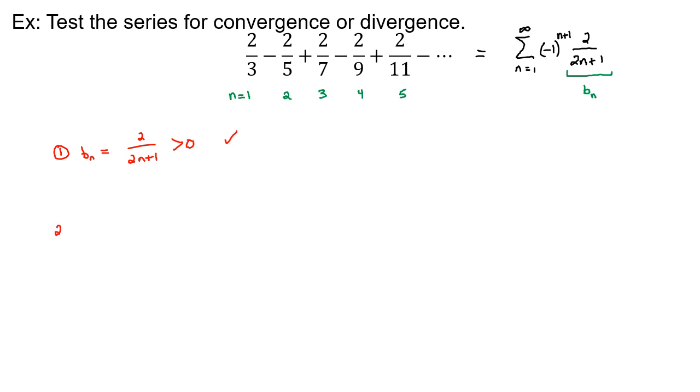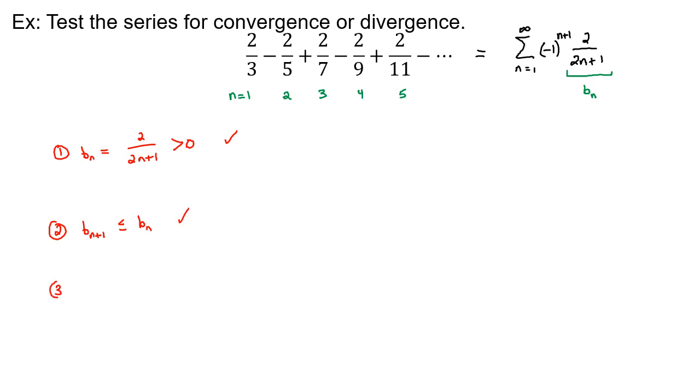Your second stipulation, you have to have b sub n decreasing. You have to have b sub n plus 1 less than or equal to b sub n, which means you're decreasing. And you are. If you look at the series up at the top, you have a 2/3 that goes to a 2/5, 2/7, 2/9, 2/11. Each term is getting smaller, and so yes, that checks out as well.